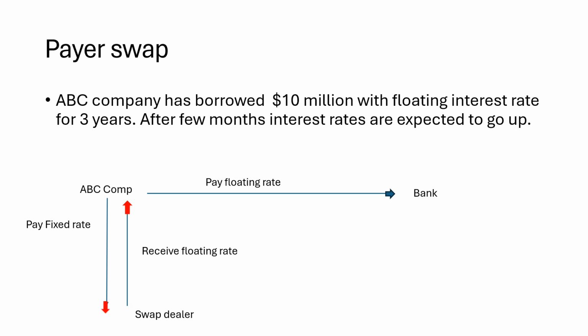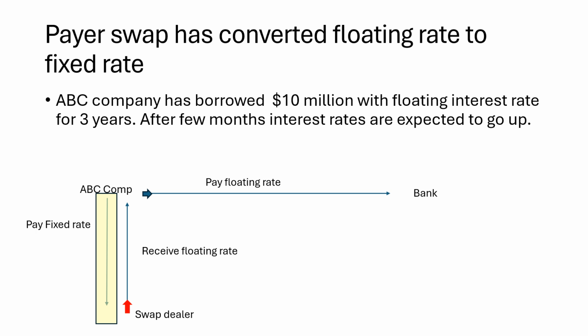Why is it called a payer swap? Because the ABC company is paying the fixed rate to the swap dealer. So whenever in the arrangement one party is paying the fixed rate to the swap dealer, that arrangement is called a payer swap. So this way the payer swap has actually converted floating rate to fixed rate. We have this arrangement with the swap dealer. ABC company is paying the fixed rate to the swap dealer, and the floating rate is coming from the swap dealer. That rate is going to the bank. So this way, our payer swap arrangement has converted floating rate to fixed rate.